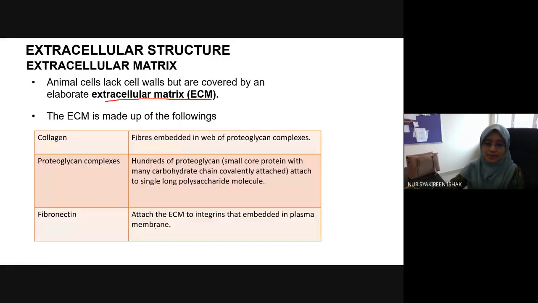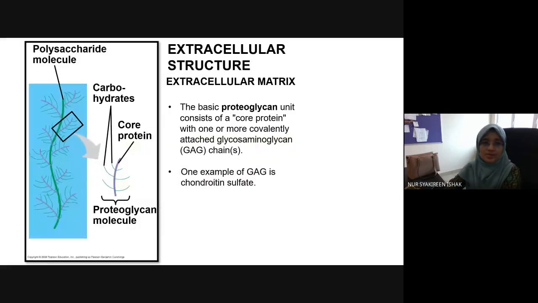I already said fibronectin attaches to integrins embedded in the plasma membrane. So this is the structure of a proteoglycan molecule. It is composed of protein and also carbohydrates. The purple one is the protein, and the branching parts are the carbohydrates. So that is proteoglycan, protein core and also carbohydrates. Glycosaminoglycan, GAG. An example of GAG is chondroitin sulfate.